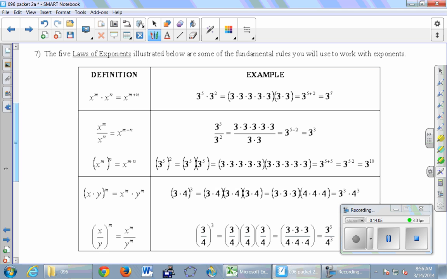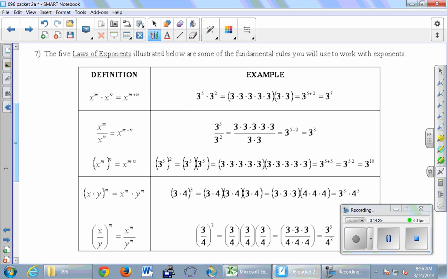But why does it work? Well, 3 to the 5th is really just 5 3s next to each other. And 3 squared is really just another 2 3s. And we're multiplying them all together. And what's a shortcut way to write down all that? Is 3 to the 7th, right? So I'm hoping this rule is very natural, right? It's something that makes sense.